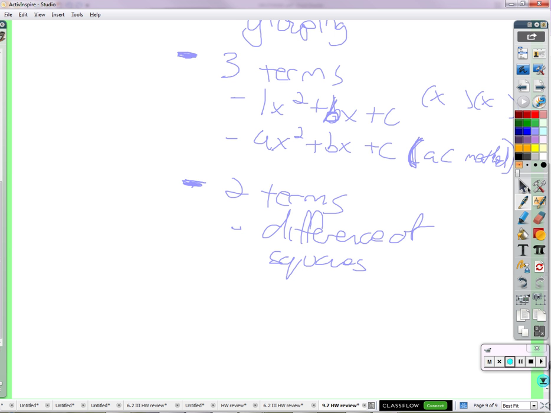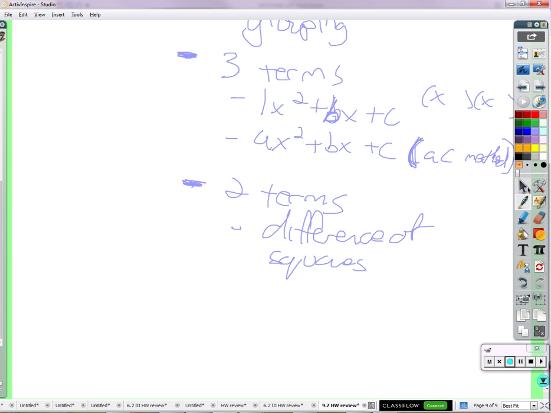How am I going to factor this quadratic and move forward? Four terms, grouping, two groups of two. If it's three terms, then it's just a regular old quadratic that we spend a lot of time factoring. If it's two terms, you've got a difference of squares.